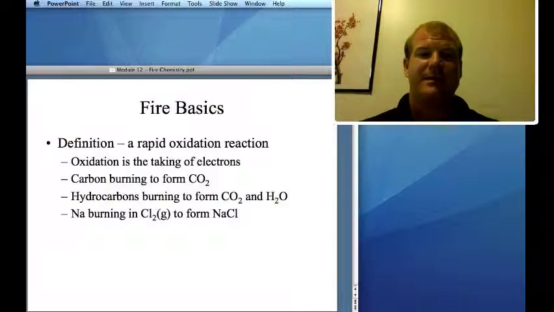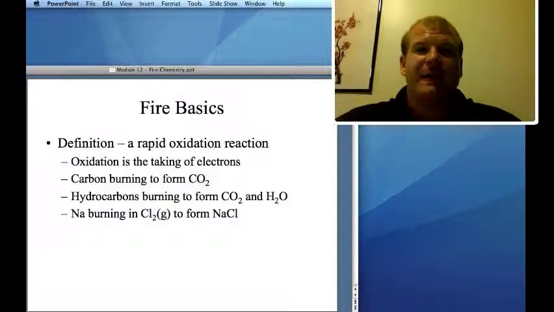So some basics. The definition of a fire is a rapid oxidation-reduction reaction. And remember, before talking about oxidation, oxidation is the taking of electrons and reduction is the giving of electrons. And so carbon is oxidized to form carbon dioxide, and hydrocarbons are oxidized to form carbon dioxide and water.